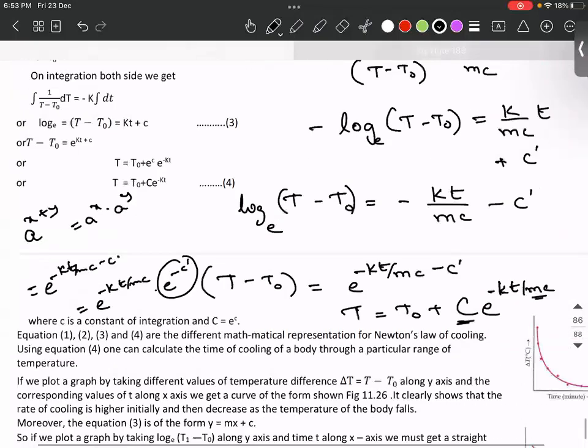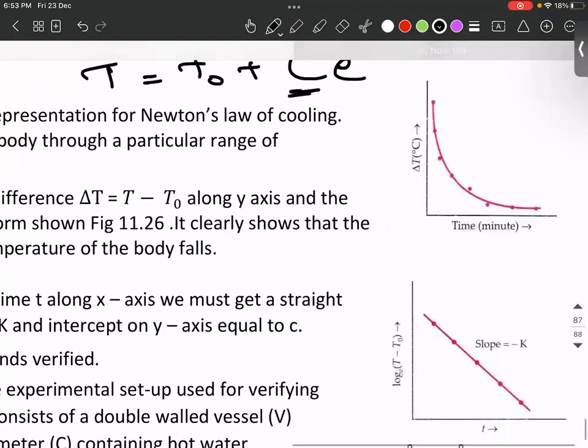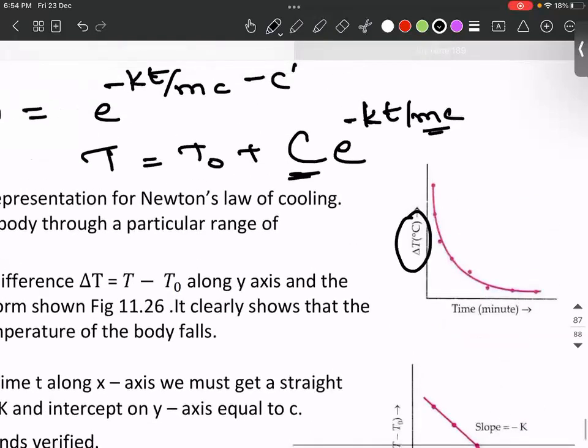So, make a note of these two graphs. If you draw a graph showing the variation of change in temperature with time, it will be a rectangular hyperbola. Delta change in temperature versus time will be a rectangular hyperbola. Basically, it's an exponential curve. Then T minus T naught is actually exponentially decreasing, the graph of that.